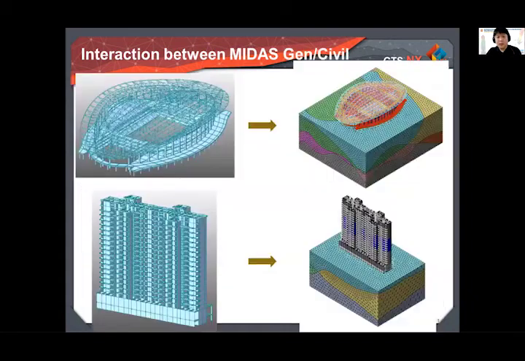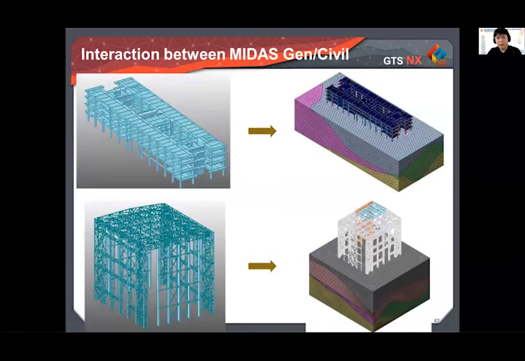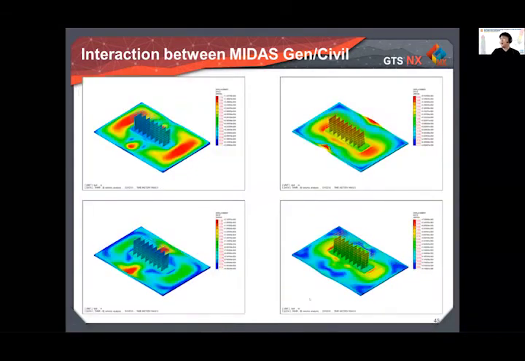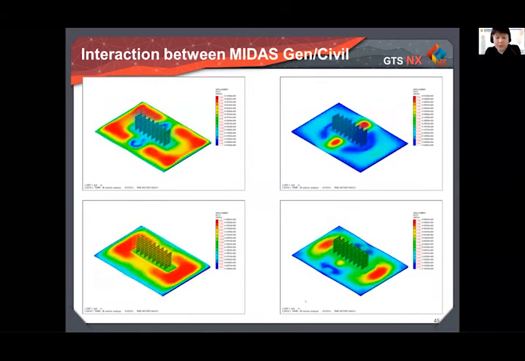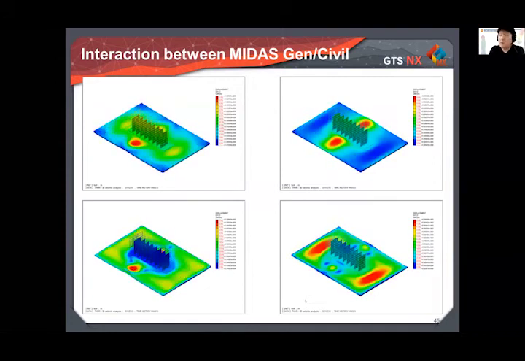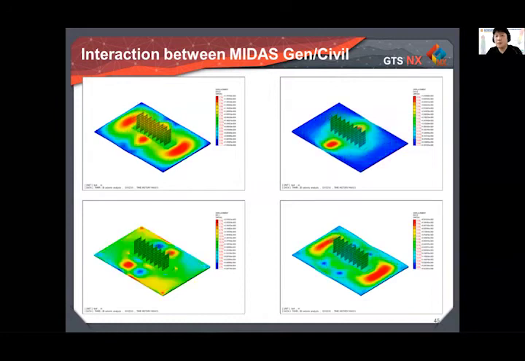This is an example where we had the interaction using this case. On the left-hand side, again, is the Gen model, a stadium structure and an apartment. You can import this model into the geotechnical software GTS NX, along with the structure. Finally, as I mentioned, you can check the behavior of the superstructure after the calculation analysis in the geotechnical software, such as the stress and the displacement as well.